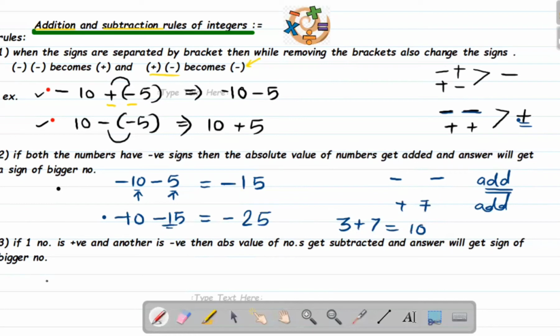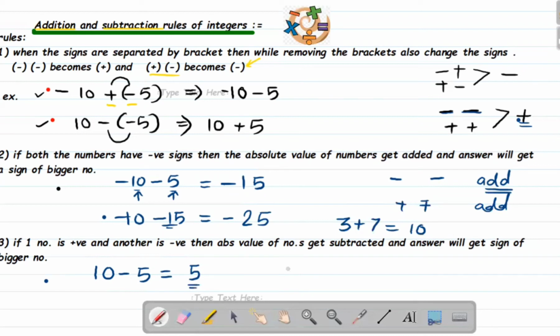Now the next rule: if one number is positive and another is negative, then the absolute values of the numbers get subtracted. For example, take the second one, that is 10 minus 5. Now 10 is a positive number, 5 is a negative number, so do the subtraction, that is 5. 10 is the bigger number, so the sign of the bigger number goes to the answer, that is why 5 is plus.